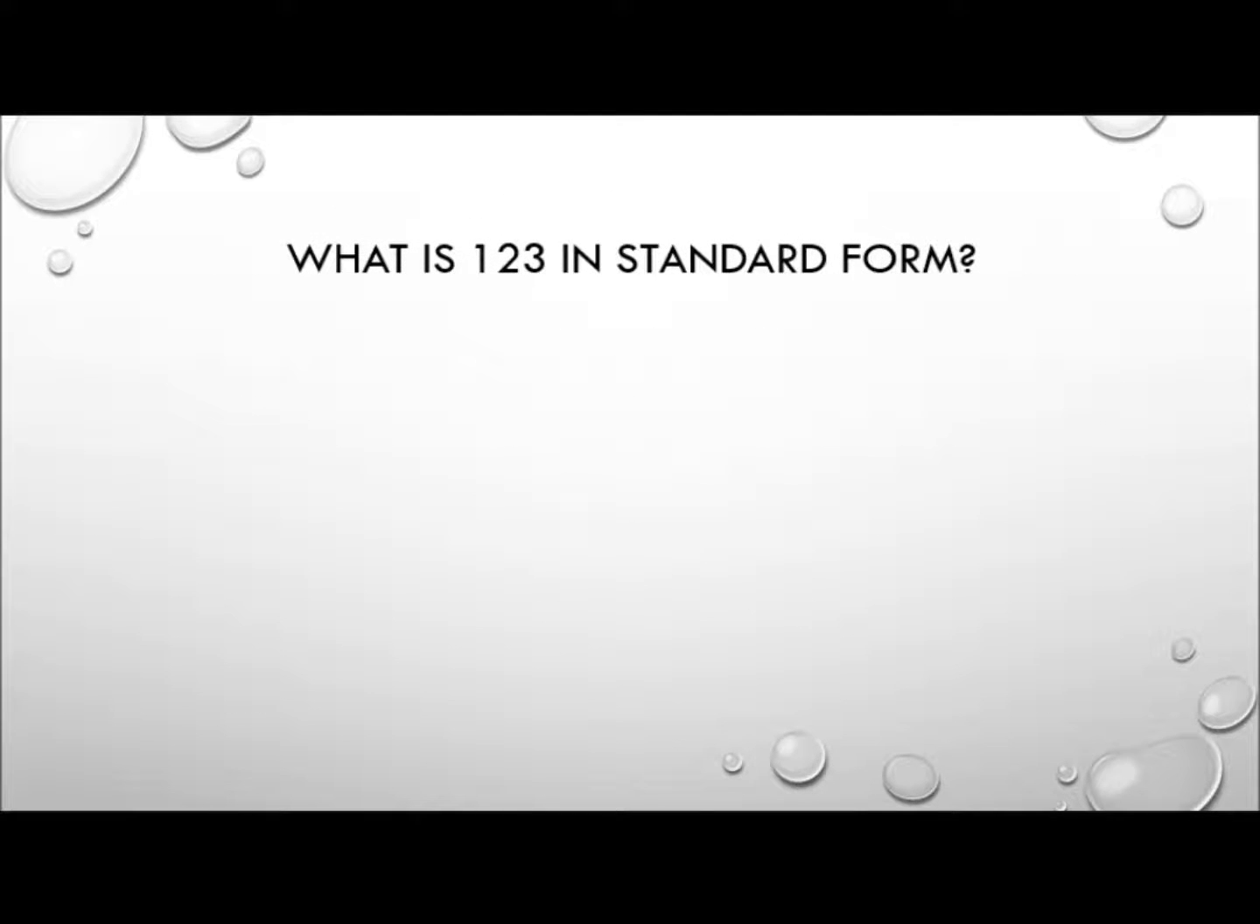Let's convert the number 123 into standard form. So we have to move the decimal point 2 places to the left, so we've just got 1.23, and so that needs then to be multiplied by 10 raised to the power 2 because we moved the decimal point 2 places to the left, and because we moved to the left it's positive 2, not negative 2.